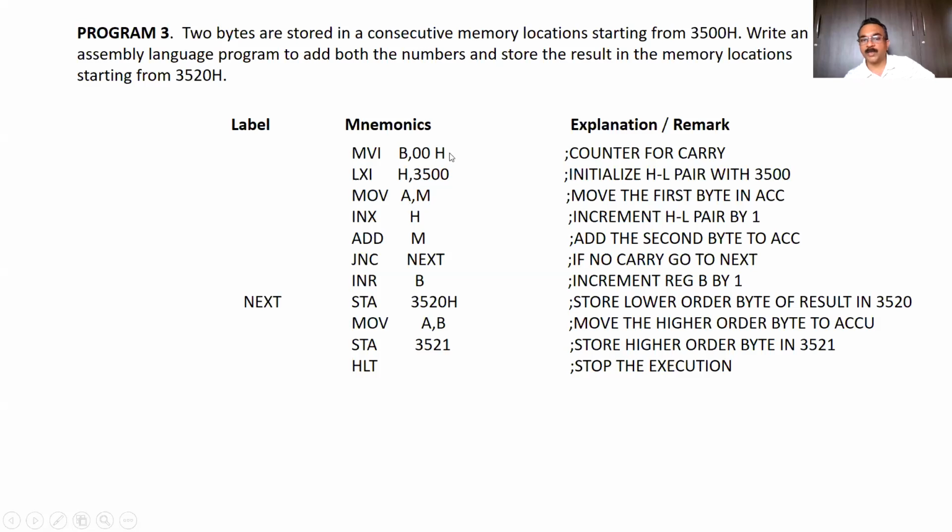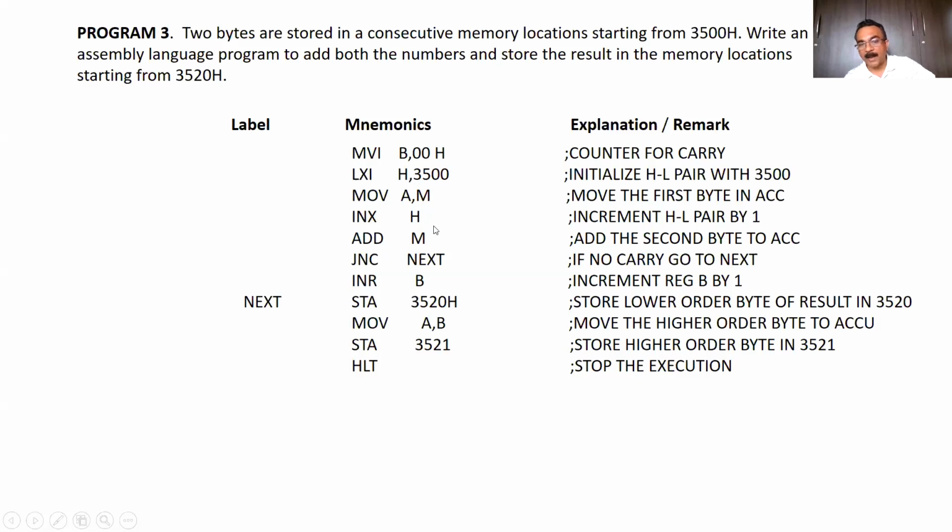And then to go to the next byte, INX H, increment HL pair. So when you write INX H, your HL pair will be incremented by 1, which means the pointer will point to 3501. And the byte which is stored at 3501 is to be added to the accumulator. As with the first byte, we use the instruction ADD M.